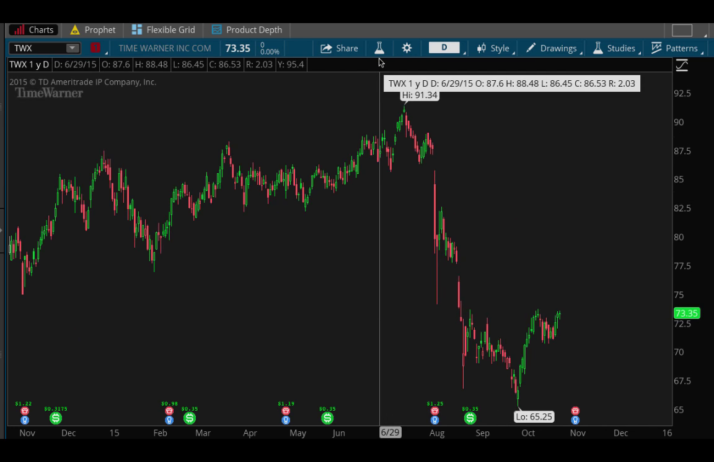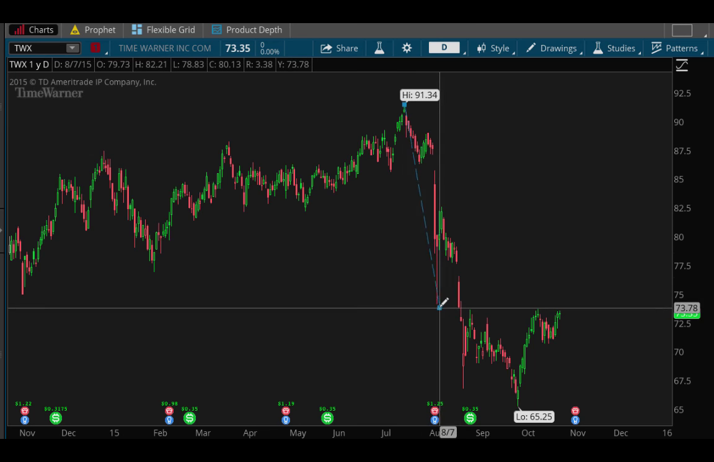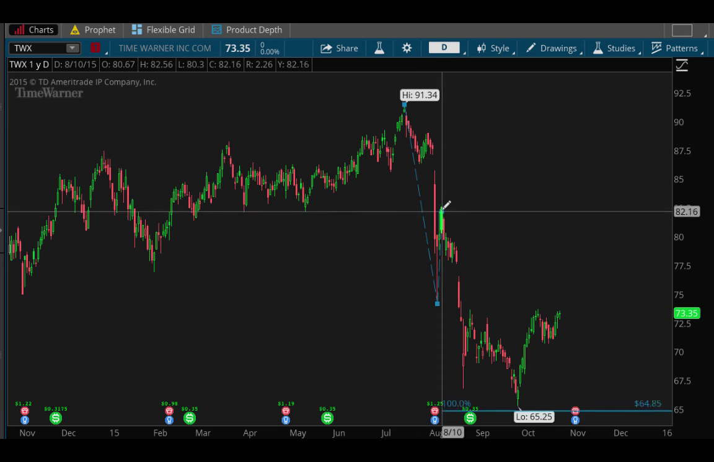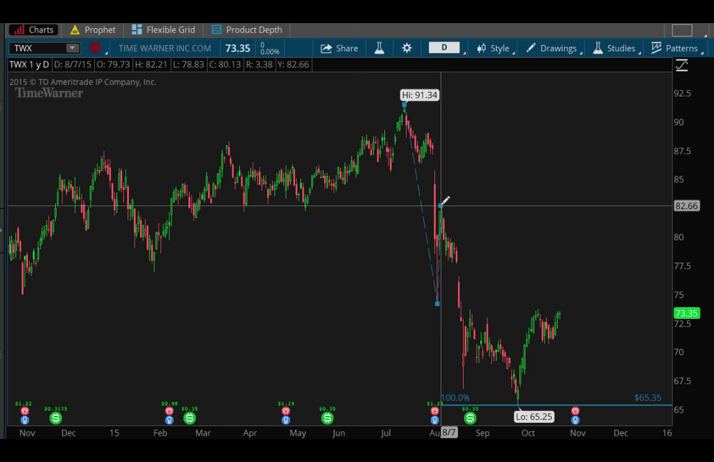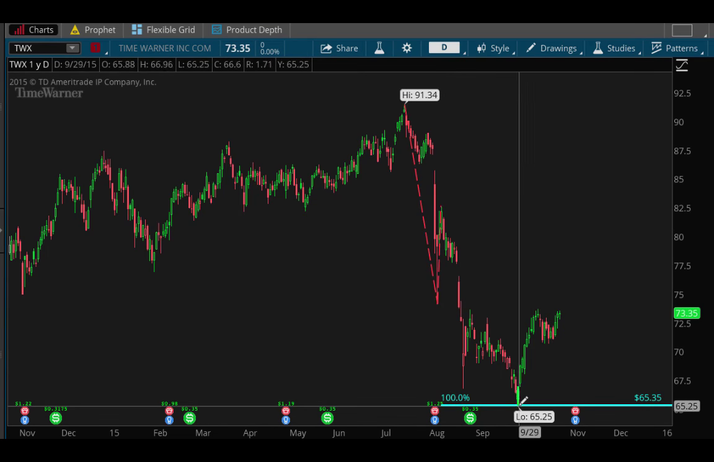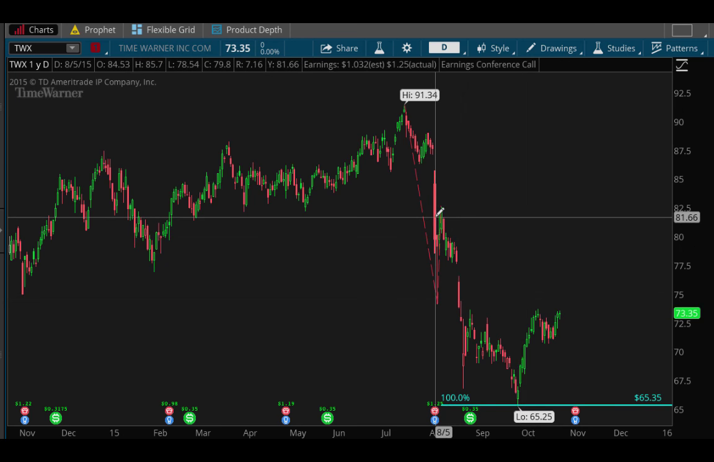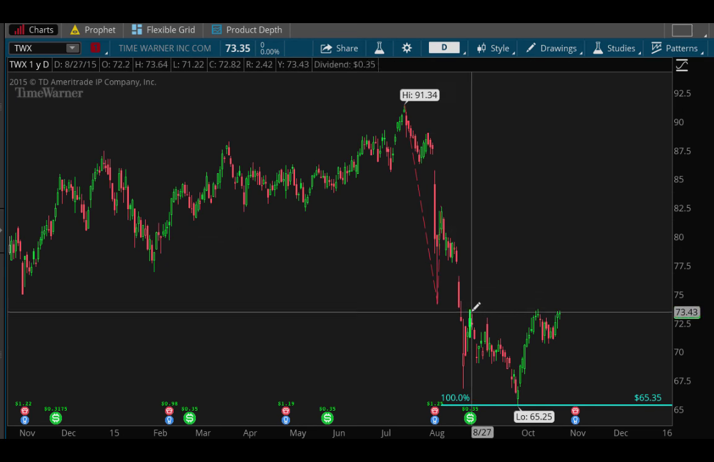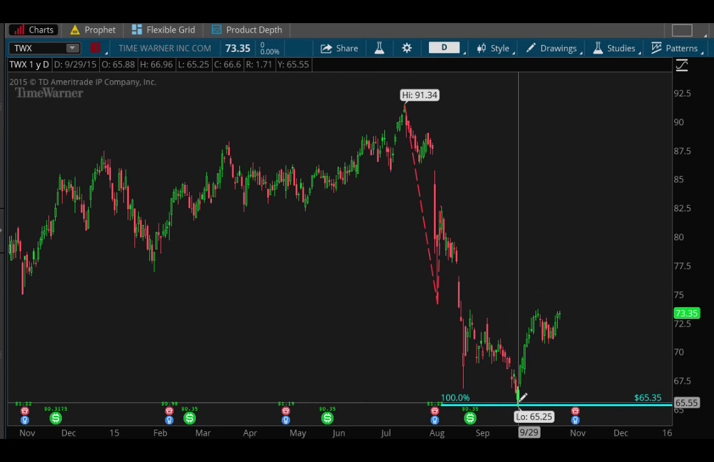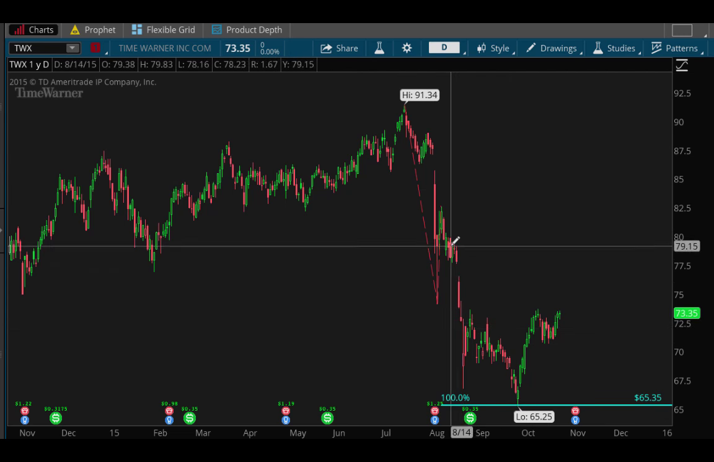Here's another one. Here's Time Warner, and if we go from high to low, back up to this swing high, you can see that the 100% came all the way down, touched it right on the dot, and then it's coming back up for some sort of retracement. So if you were writing this down with TWX, you would have a price target of 65.35 if you were long term. So this is a daily chart, and you'd be looking at a few weeks out as a short.